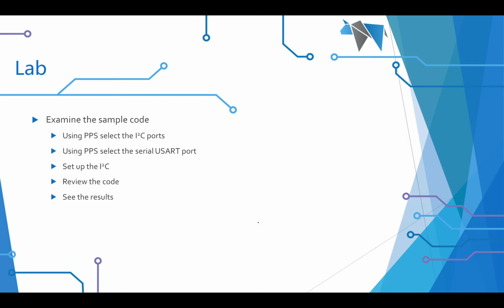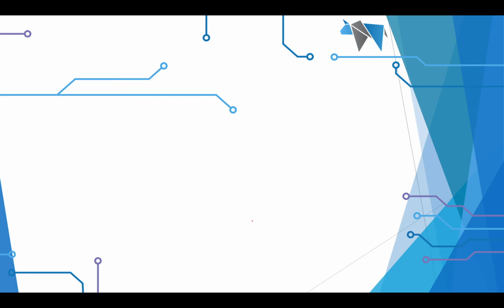So what we're going to do is look at some sample code. We are going to set the PPS for the I2C support ports. We're going to use the PPS we've got for USART. We're going to set up the I2C, review the code, and just see what happens. Okay, that's what we do.